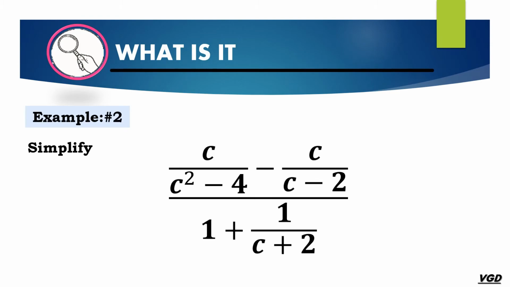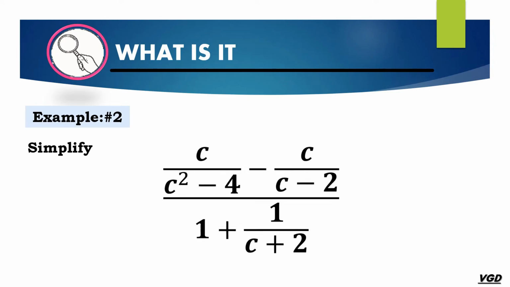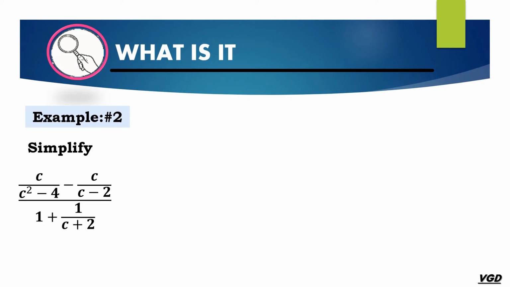Now let's try example number 2. We have here c over c squared minus 4 minus c over c minus 2, divided by 1 plus 1 over c plus 2. So just remember our steps. We have to evaluate first the numerator of our complex rational algebraic expression. So we have here c over c squared minus 4 minus c over c minus 2 as our numerator, and 1 plus 1 over c plus 2 is our denominator.